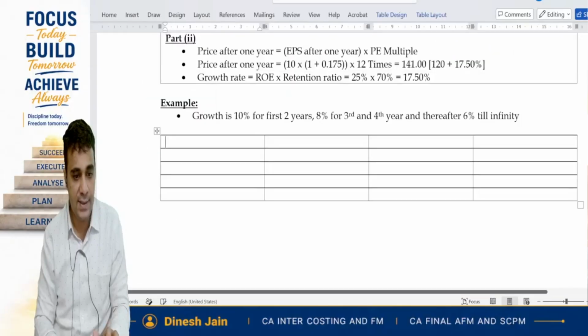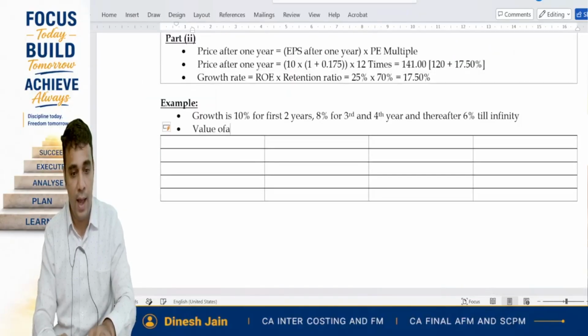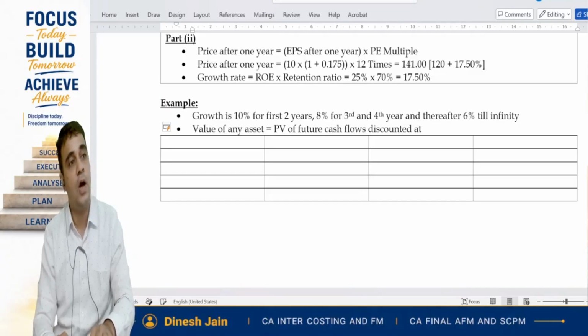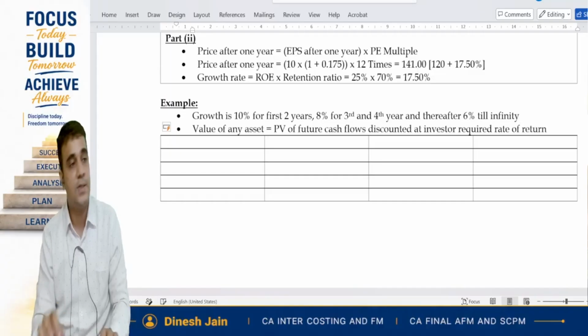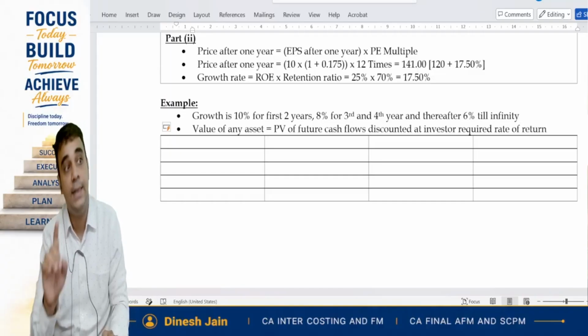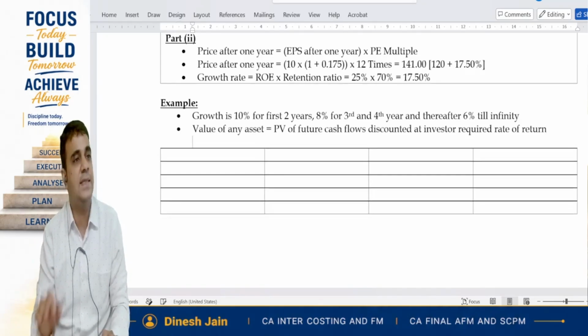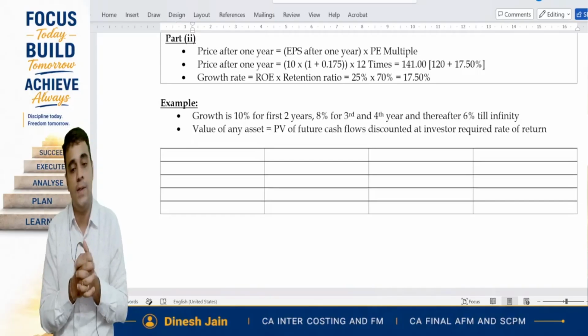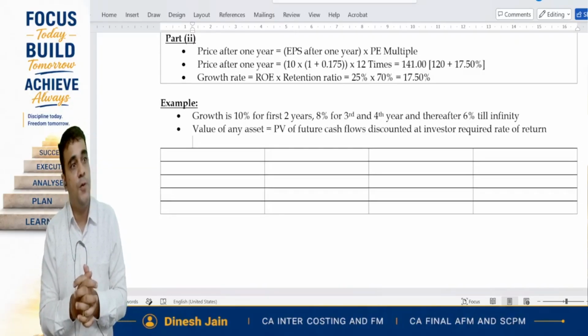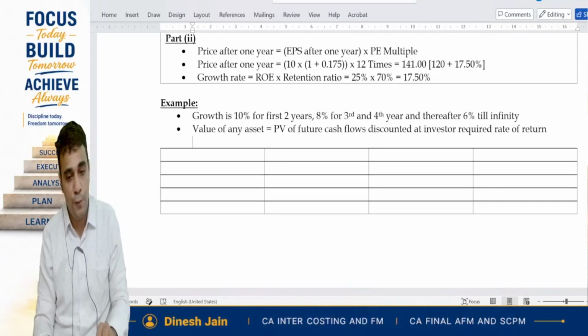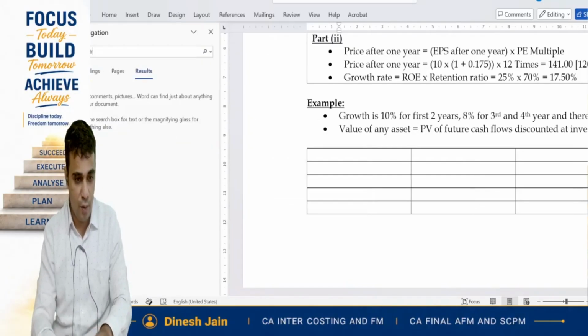Value of any asset. You would have learned this concept. Value of any asset is the present value of future cash flow discounted at investor required rate of return. This is a concept I would have told you when I did bond analysis in the cost of debt chapter. Or any asset you want to value, the concept is present value of future cash flow. I'll show you where we have gone through this, but 100% we would have gone through this concept.